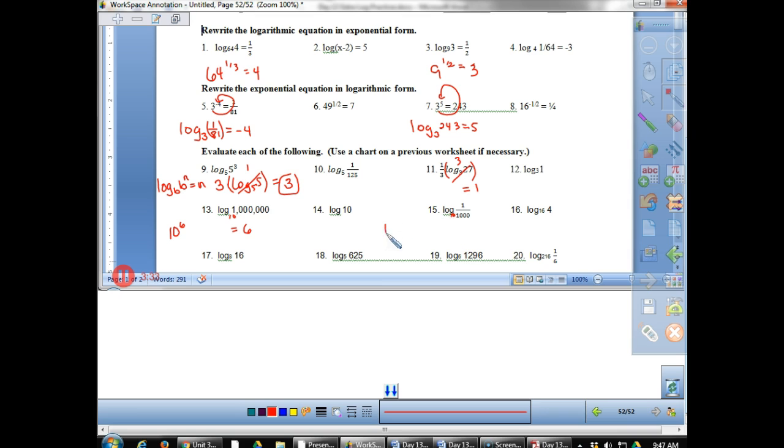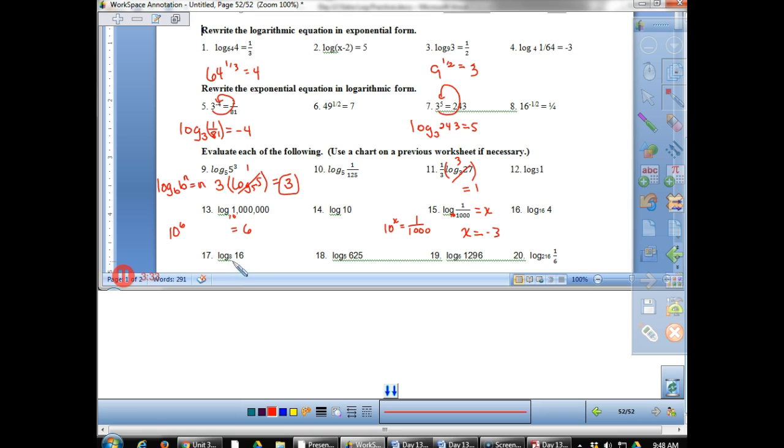10 to some power, so you can kind of think about rewriting it. 10 to some power is 1/1000. Well, you know you need an exponent of 3, but it has to be negative because it puts it in the denominator, so x is a -3.